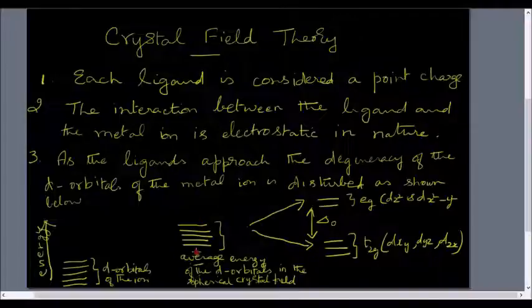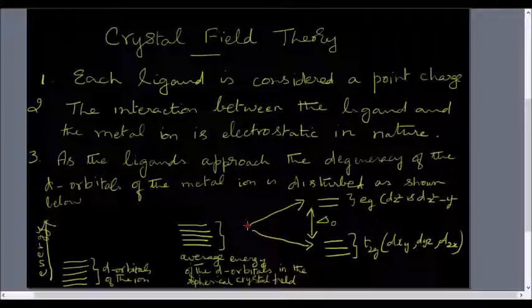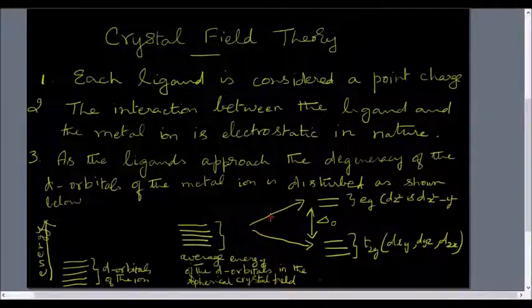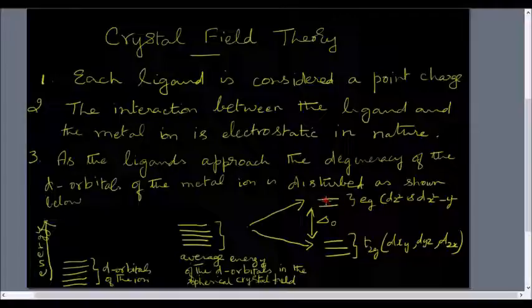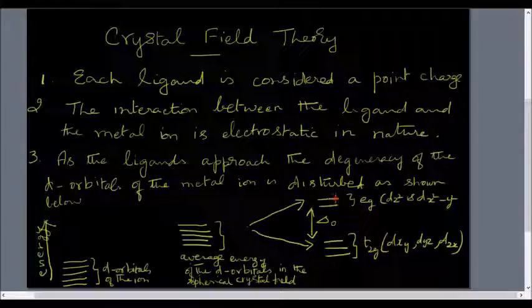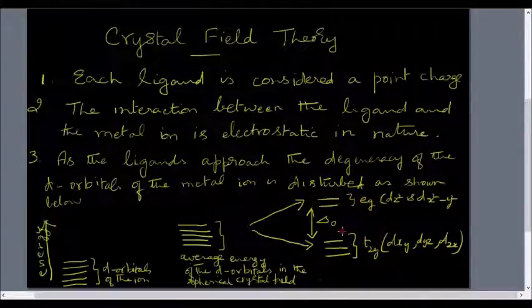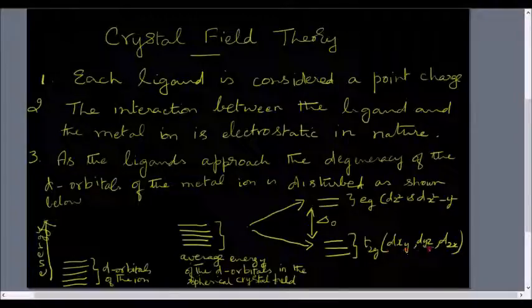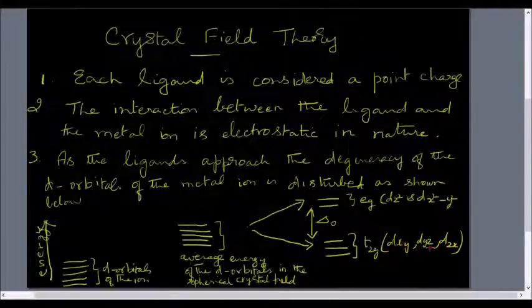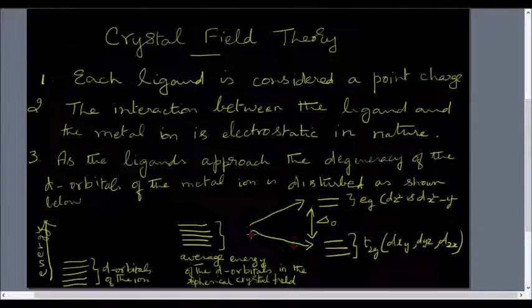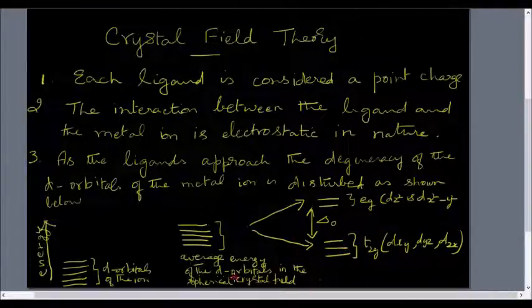Now, as the ligands come closer to donate their lone electron pairs to the metal ion, you see the actual splitting between the d orbitals. Two of the d orbitals, namely the dz square and dx square minus y squared orbitals, are raised and this forms the Eg set of higher energy. The other three d orbitals, namely the dxy, dyz and dzx orbitals, have lower energy than the average energy of the spherical crystal field. This forms the T2g.